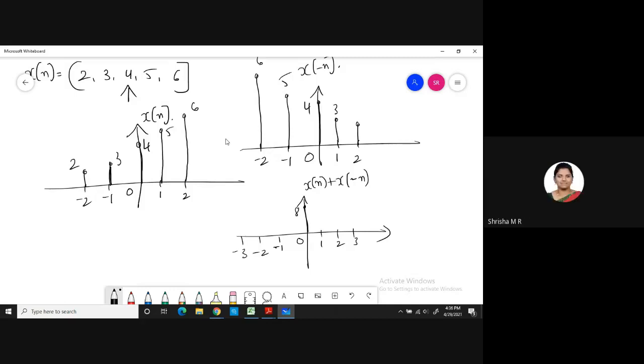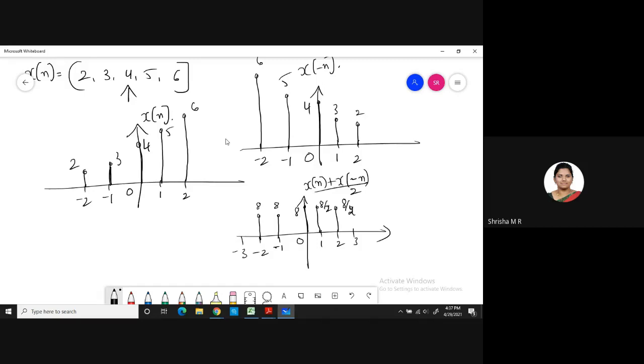At 1? 8. At 1 also it is 8. At 2? 8, ma'am. At 2 also it is 8. At minus 1? 8. At minus 2? Also it is 8. So if you scale it by 2, the amplitude will get reduced to half. Divide by 2, you'll get 4.